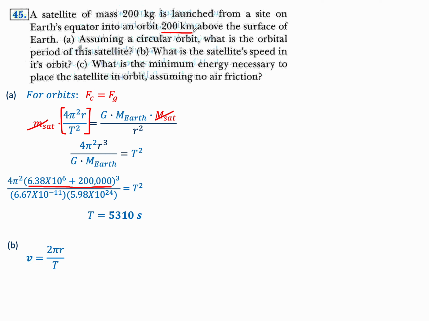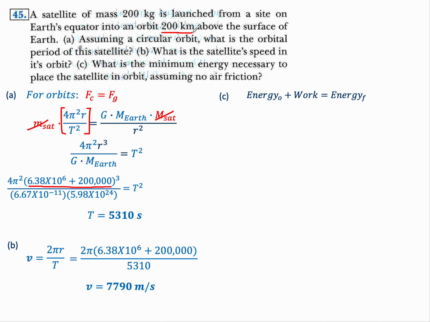B, what's the satellite's speed in this orbit? Well, I'm going to use the most simple equation, just the circumference divided by the period. Since we know the radius and we know the period, again, don't forget to add the radius here plus the altitude of that satellite over the period we just found, and you'll discover that it's moving at about 7,790 meters per second.